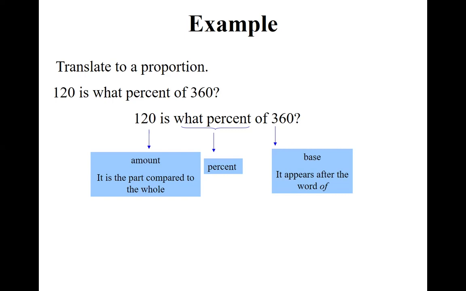I don't identify them in the order. I tend to always go the same order every time. So this is 120 over 360 equals P over 100. All we were asked to do was translate, not solve.